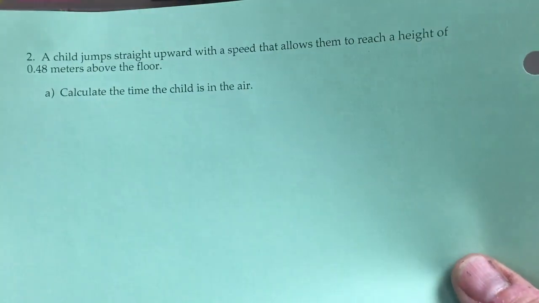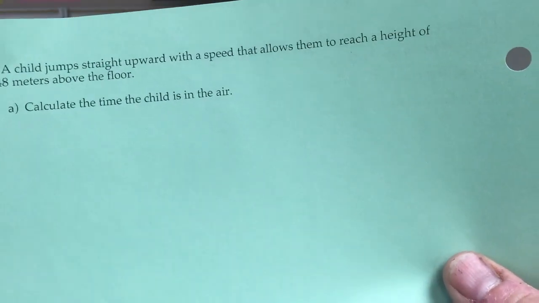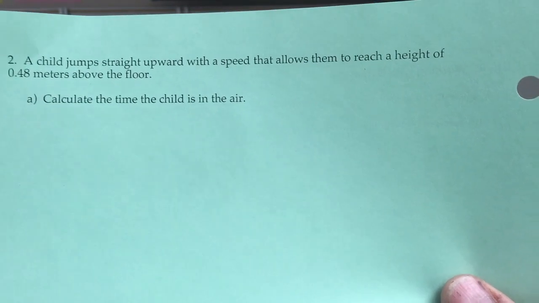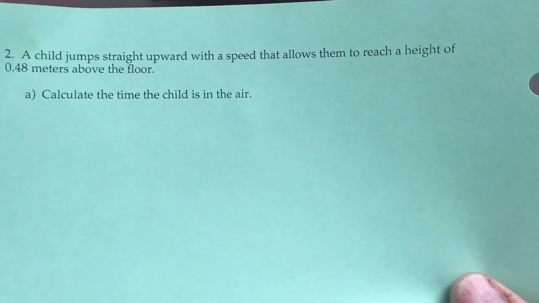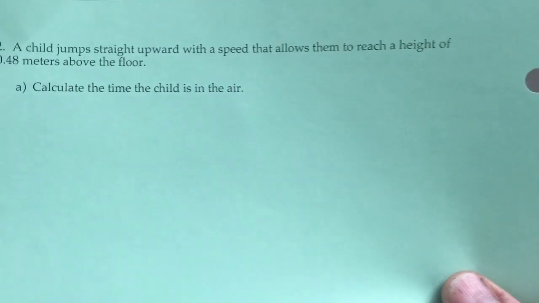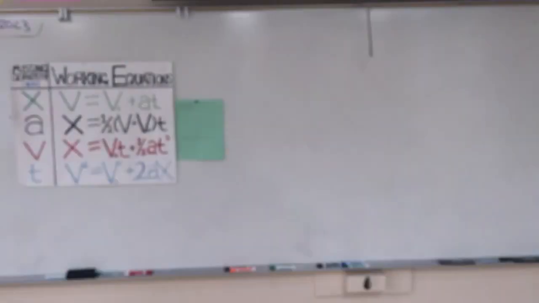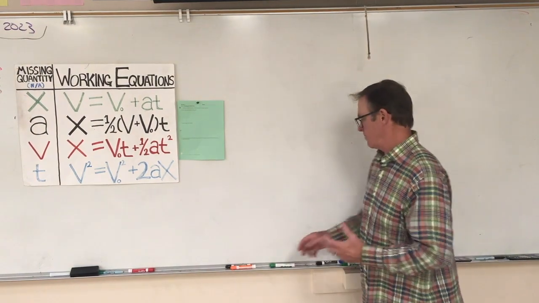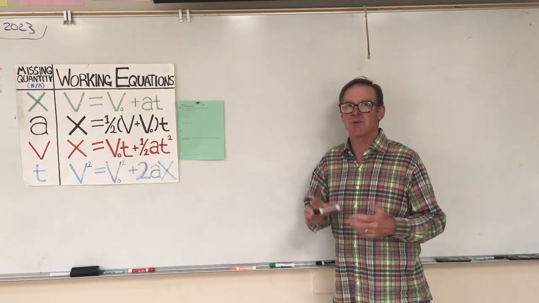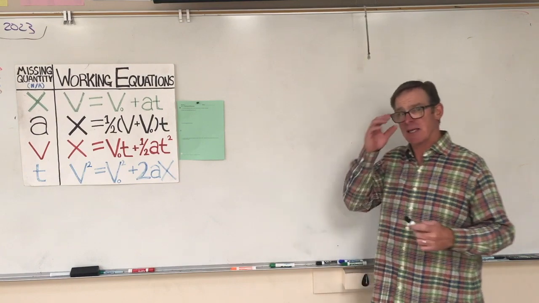On the back side, we'll look at this problem that involves a kid jumping straight upward with some speed that allows them to get to a height of 0.48 meters. We're going to figure out how long they were in the air total and what speed they must have left the ground with.